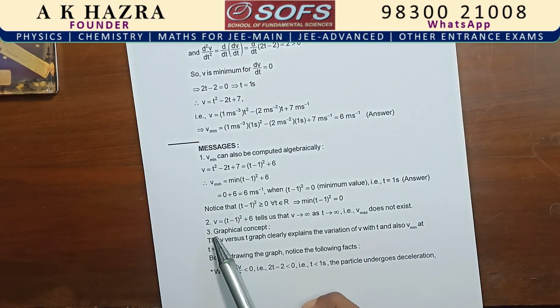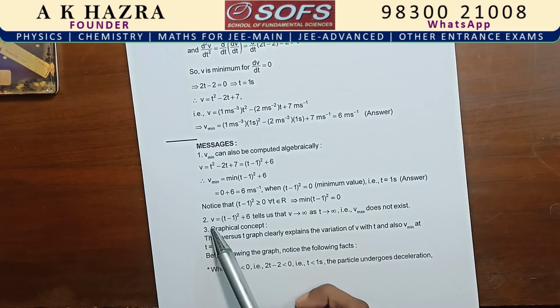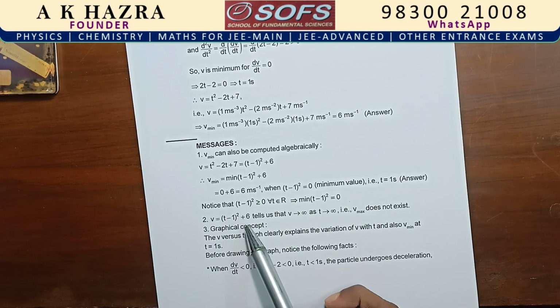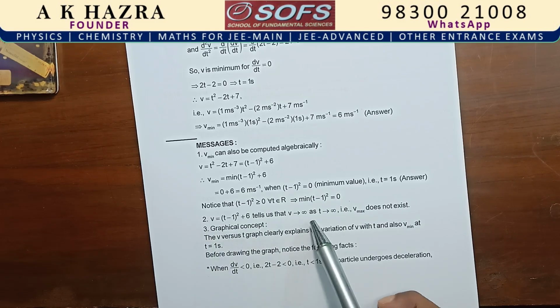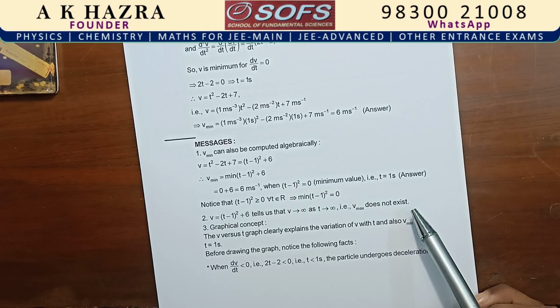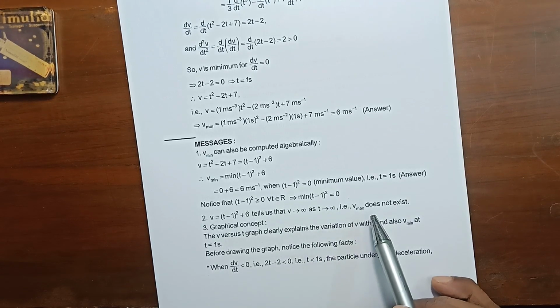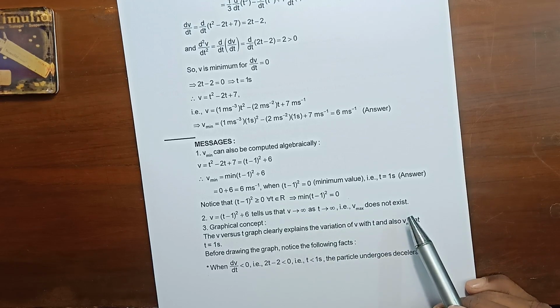And again, let us see what will happen. Can you find the maximum value of v for this expression or not? v is equal to (t - 1) whole square plus 6. It tells us that v tends to infinity when t tends to infinity. That is, the maximum value does not exist, because when the value of any parameter like velocity here tends to infinity, as large as you can imagine, it has no finite value, so it cannot be the maximum value. So its maximum value does not exist.